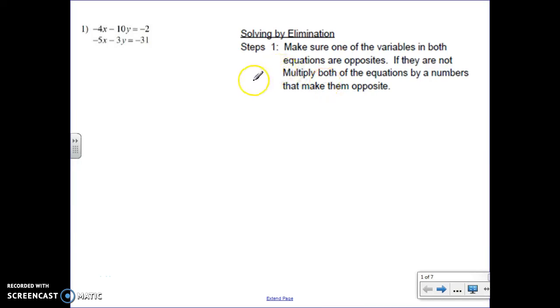Okay, guys, so we are looking at solving by elimination. And remember, the goal of elimination is for us to get rid of either the x's or the y's. It doesn't matter which one we want to get rid of. That's what we're trying to do.